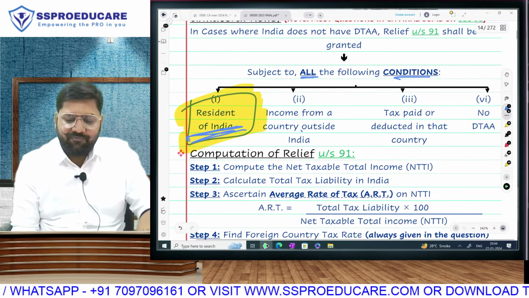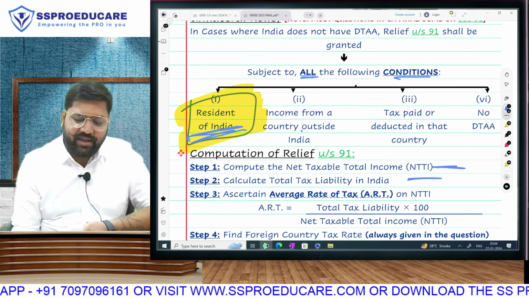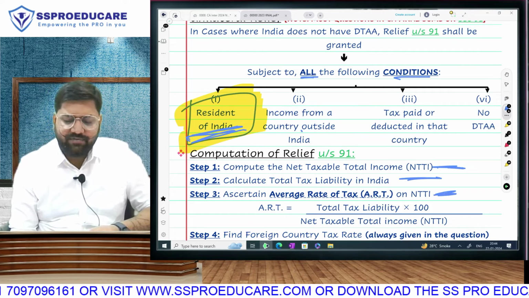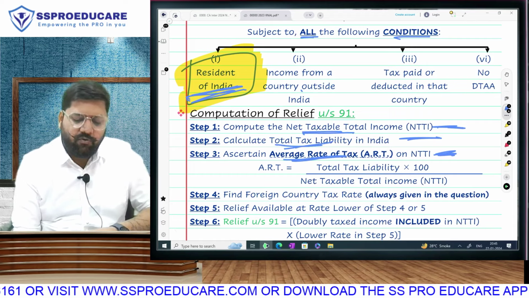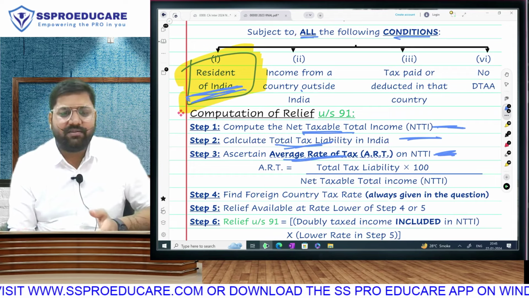So what to do? First, compute total income. Total income will include Indian income and foreign income. On that, calculate tax as per Indian applicable rates. That can be old regime, new regime. And find out the average rate of tax. This is the most important step. The total tax upon total income. देखो, in India we have slab rates, no? 0, 5, 20, 30, and in the new regime 0, 5, 10, 15, 20, 30.